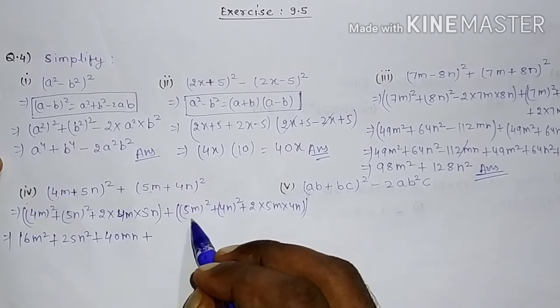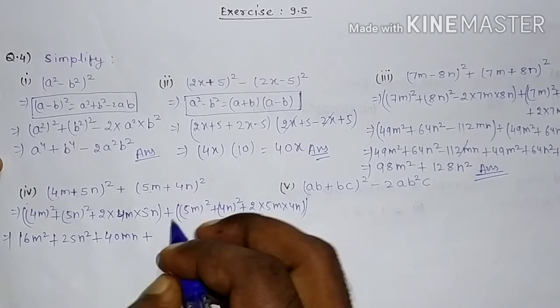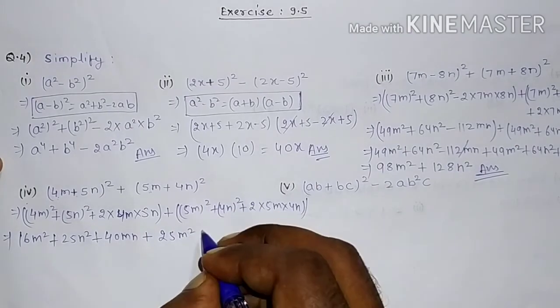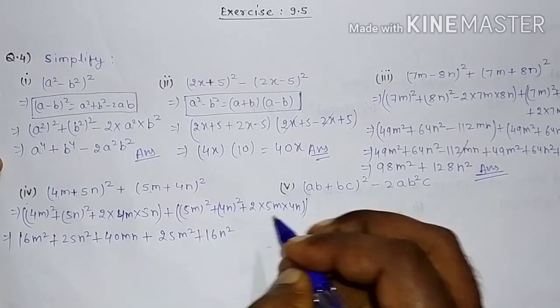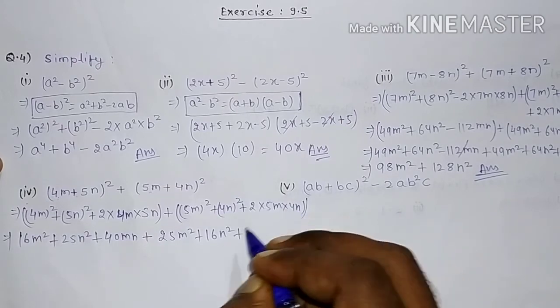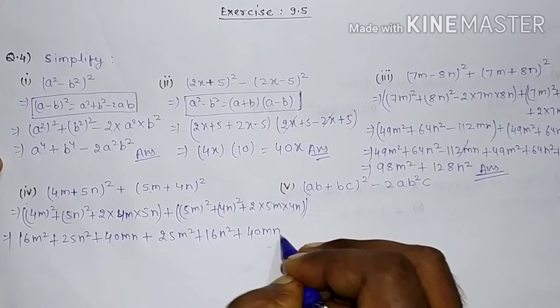Plus 5m square, that is 25m square, 4n whole square, that is 16n square, plus 2 into 5 into 4, that is 40mn.